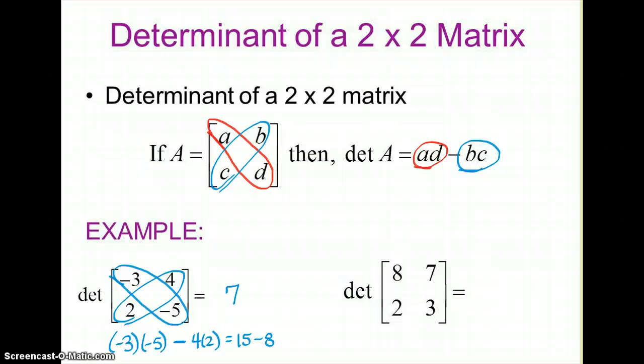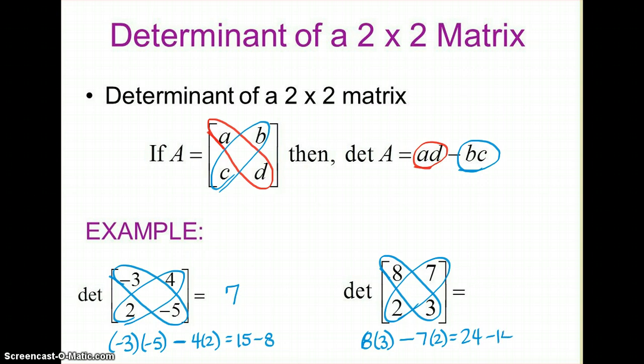Okay, so let's try that again for this next one, just to get a little more practice. So multiply together as a diagonal, so 8 times 3 minus, multiply the other way diagonally, 7 times 2, which is 24 minus 14, and 24 minus 14 tells me that my determinant is 10. So again, that tells me, first of all, that I know I have an inverse that exists for this matrix.